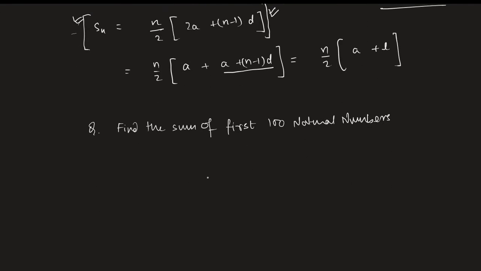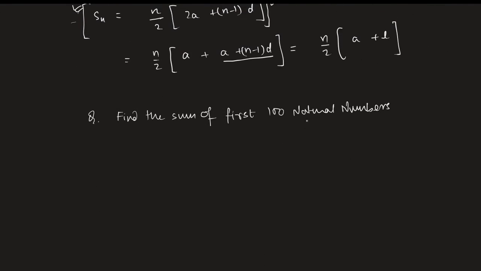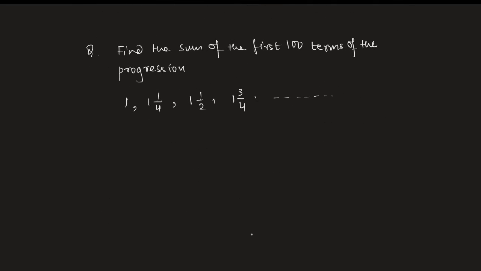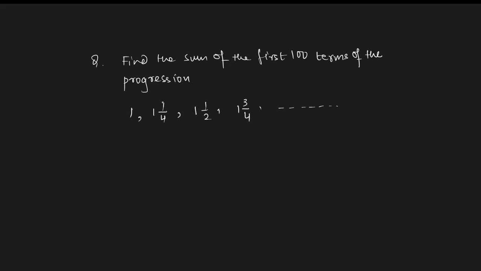Now let's see how to apply this formula. Find the sum of the first 100 natural numbers, meaning 1, 2, 3 till 100. So the sum is: how many numbers are there? n is 100. What is the average? 1 plus 100, divided by 2. If you simplify this, it gives you 50 times 101, which is 5050. Okay, simple. Or you can directly apply the formula, and this will also give you the same answer. Now let's see this question and apply the formula over here: the sum of the first 100 terms in the given progression.